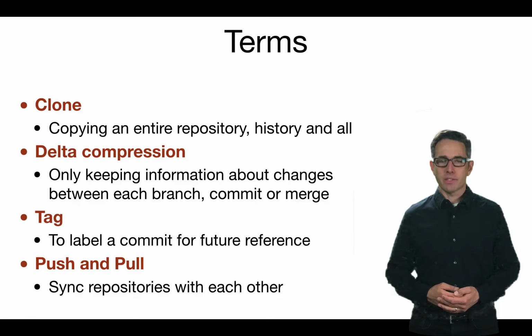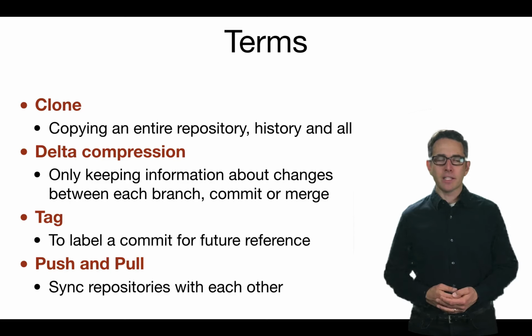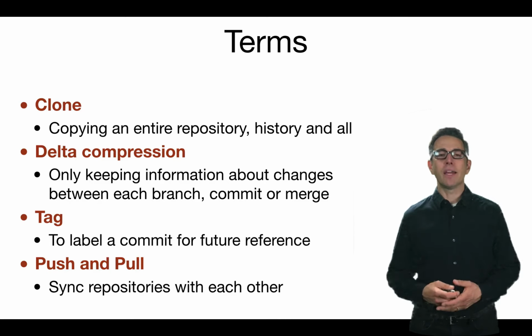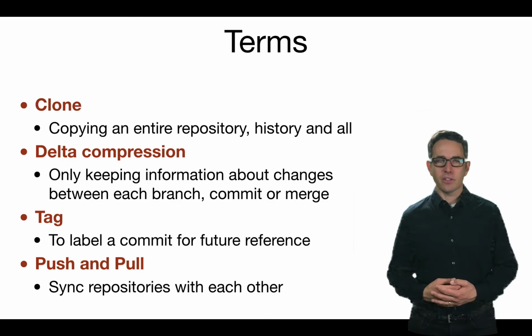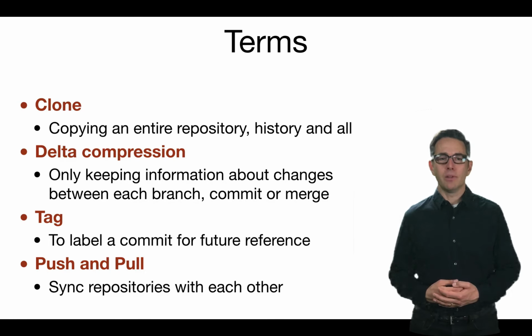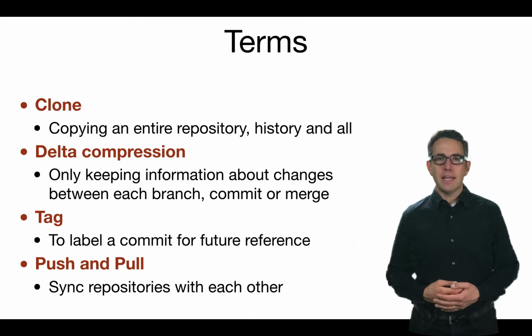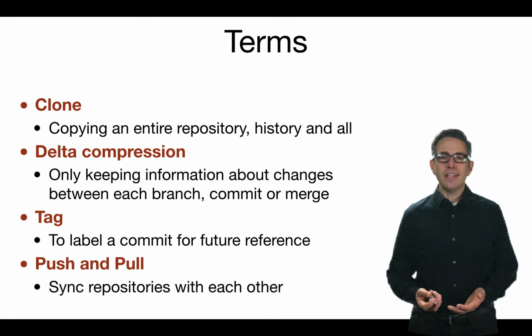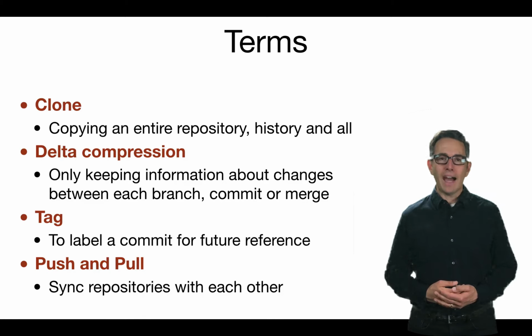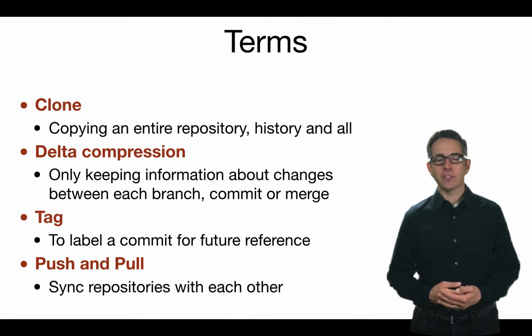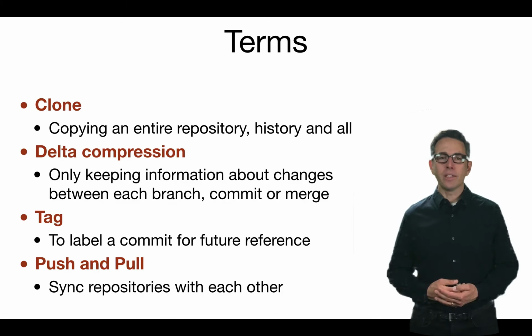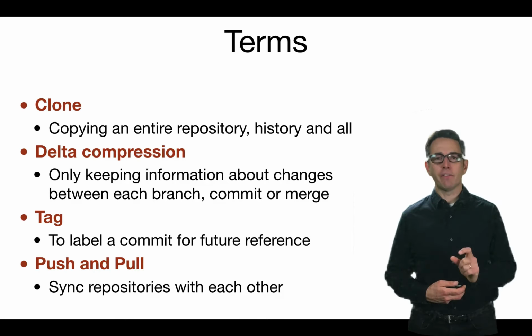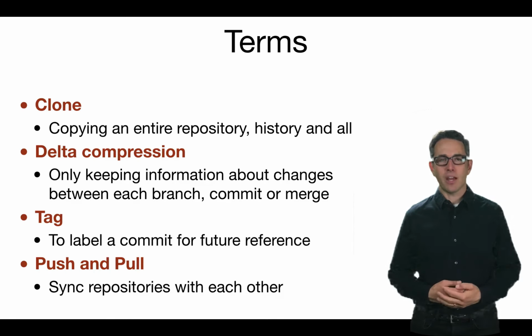Finally, a few more terms. Clone means to copy an entire repository, and when you do that, you get the entire history of all the changes that have been made and by whom as well. Delta compression represents the fact that we're only going to actually keep separate copies of files that change. And we're only going to keep the smallest amount of information that we need to represent that change.